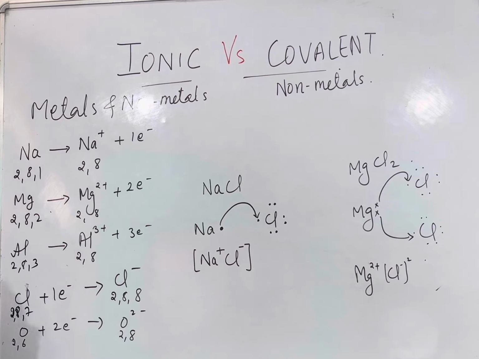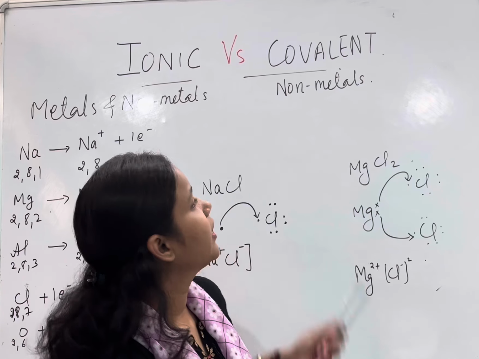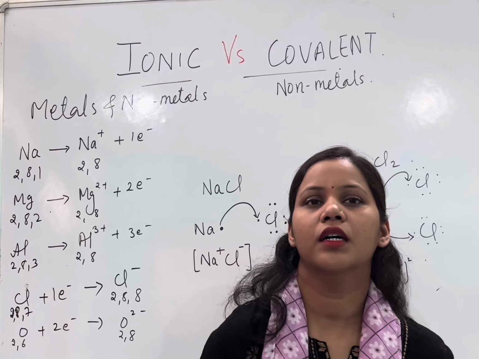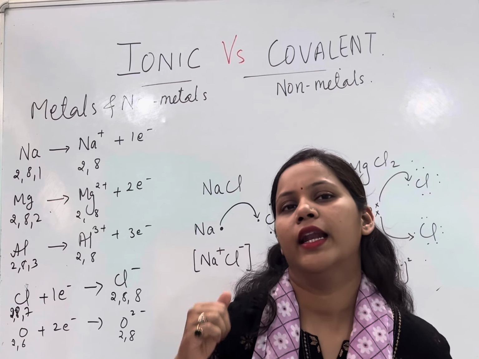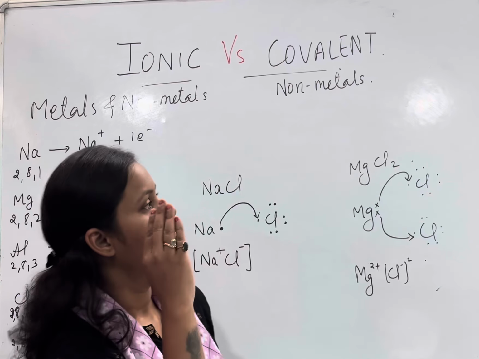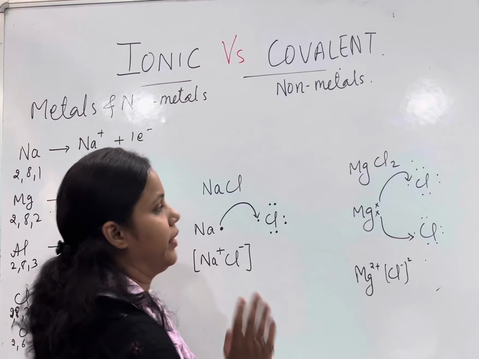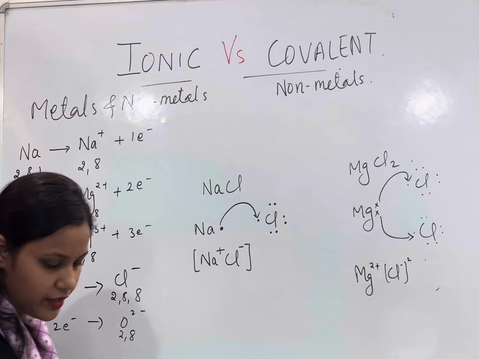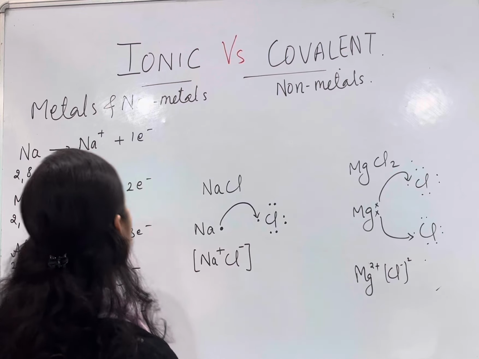Ionic bond is formed between metal and non-metal. By definition, the ionic bond is a bond which is formed by the transference of electrons from metal to non-metal. Okay, clear? Now next we will discuss what is a covalent bond.